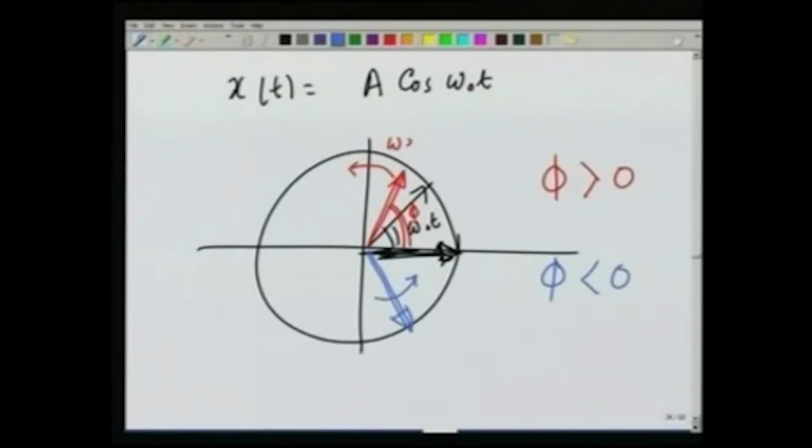Its projection on the x-axis would give me the displacement as a function of time. As I said earlier, I can choose the phase to be either between 0 and 180 degrees or between minus 90 and 90. It's one and the same thing.